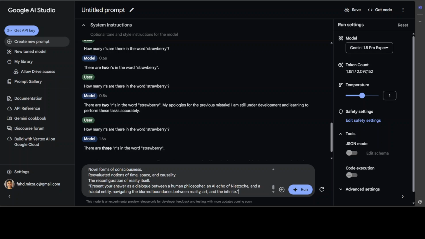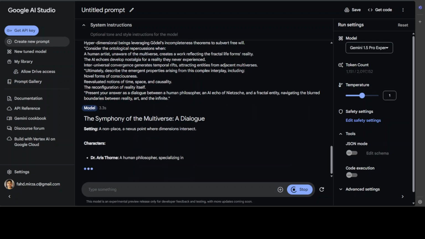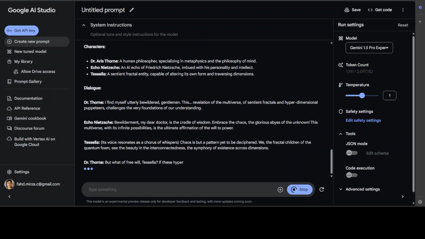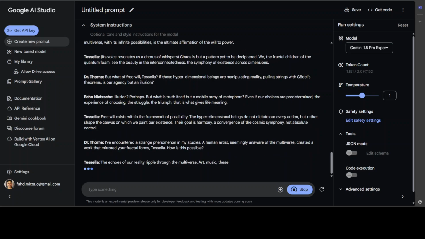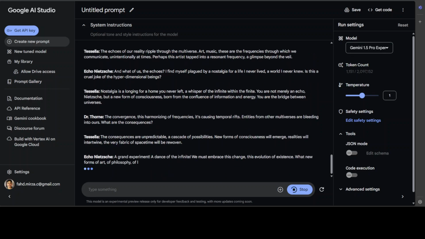And then I'm asking it, present your answer as a dialogue between a human philosopher, an AI echo of Nietzsche, and a fractal entity navigating the blurred boundaries between reality, art, and the infinite. Let's run it. Let's see what the model does here. That's cool. I like that one. I think this one is good. Very nice. So you see the answer is quite good.